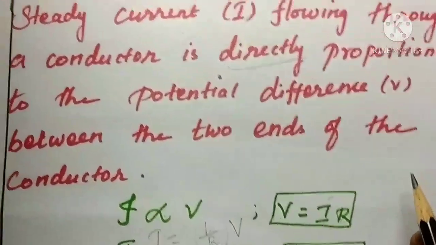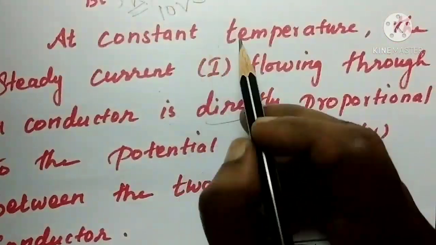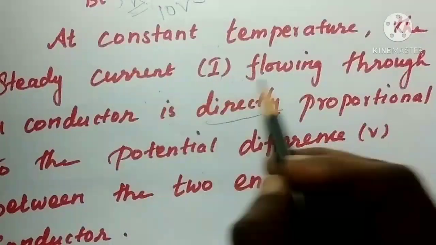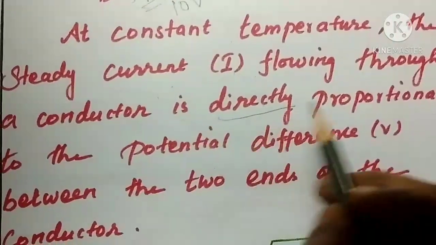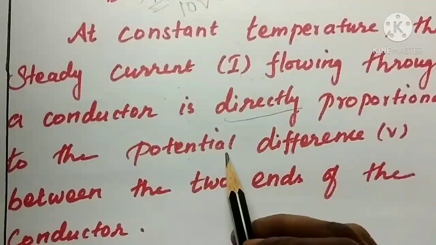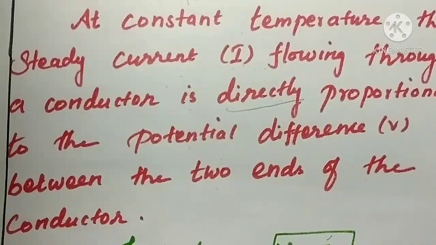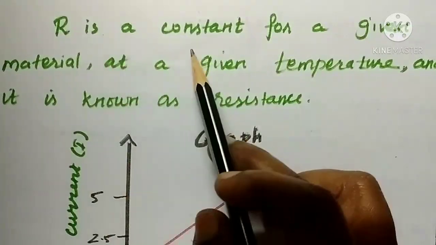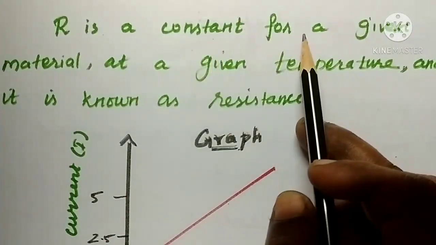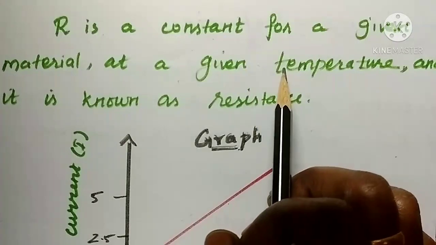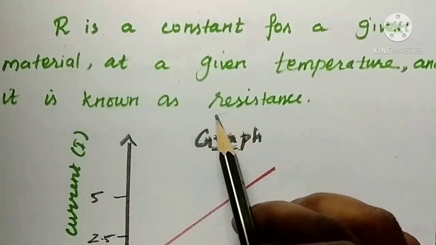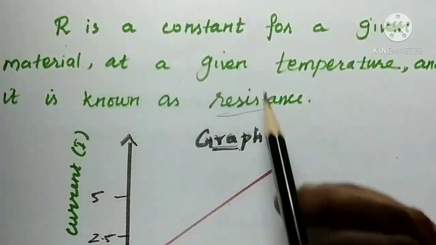It is a very important definition. Once again: at a constant temperature, the steady current I flowing through the conductor is directly proportional to the potential difference between the two ends of the conductor. Here R denotes a constant for a given material at a given temperature, and this R is known as the resistance.